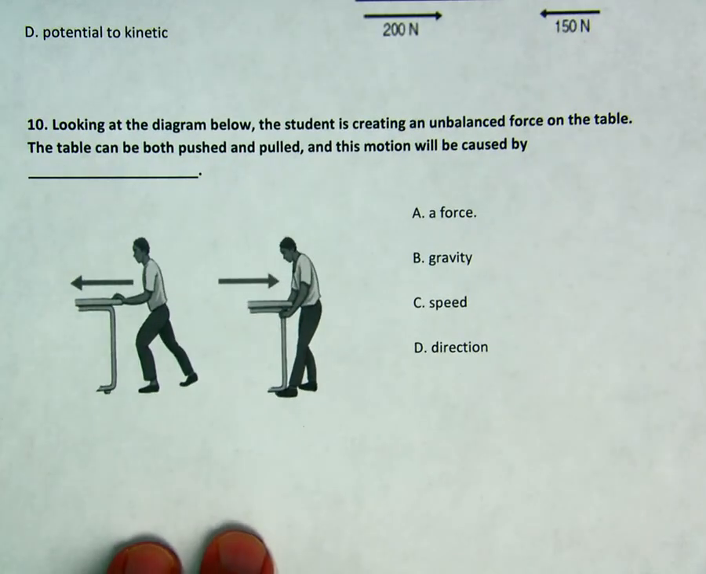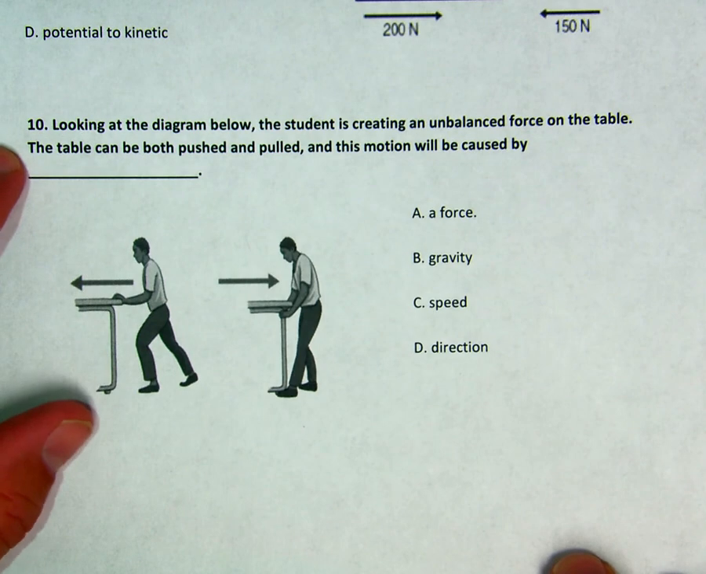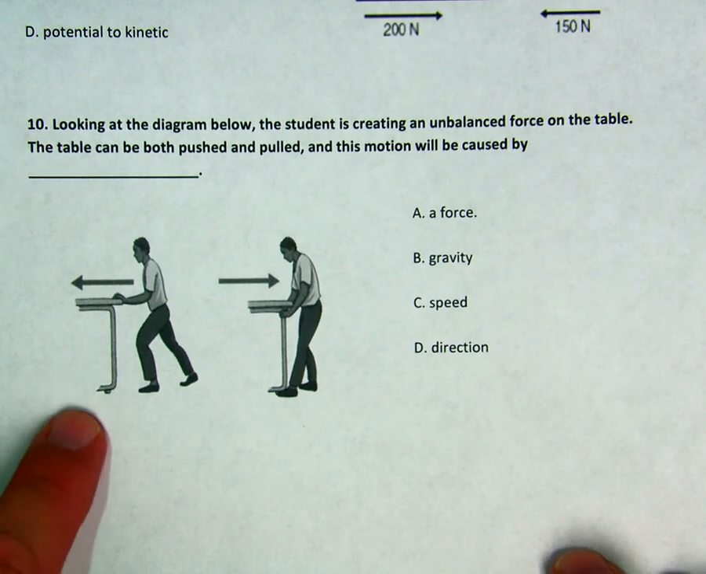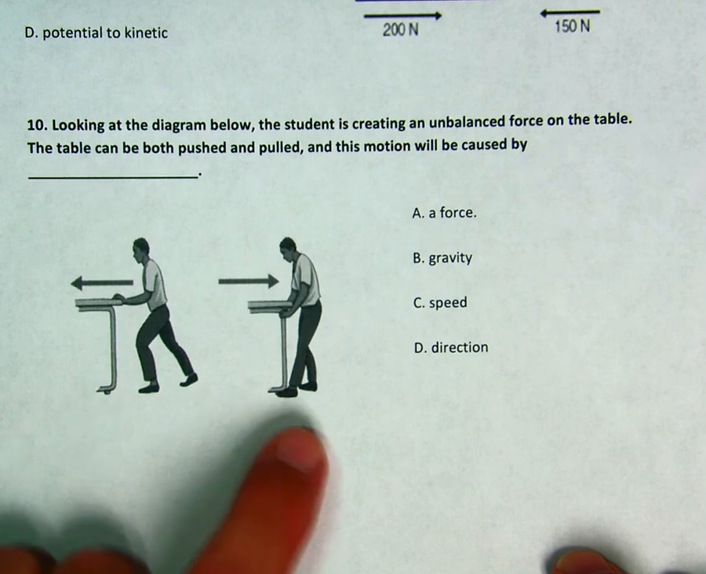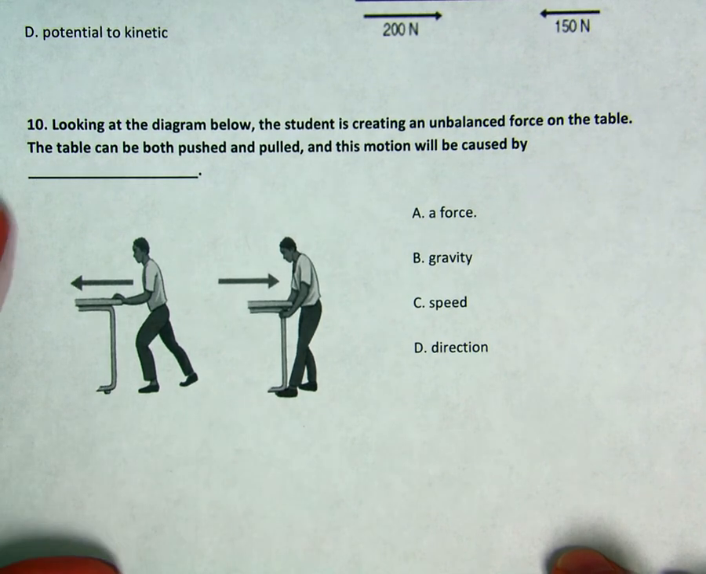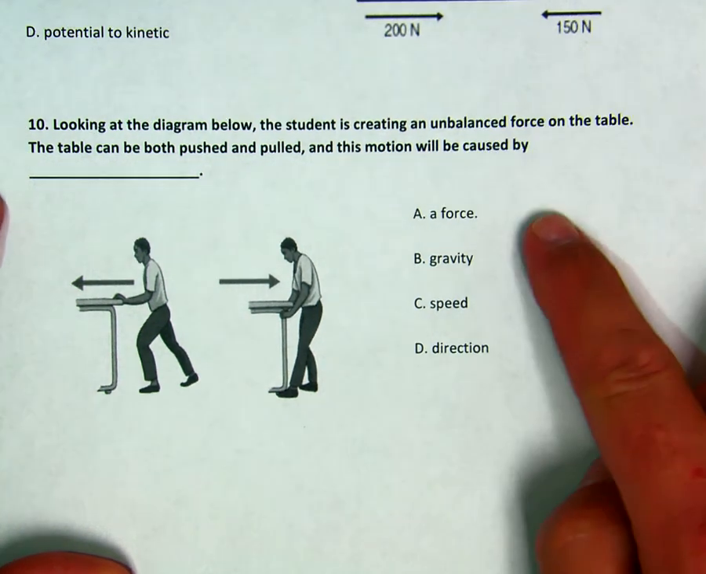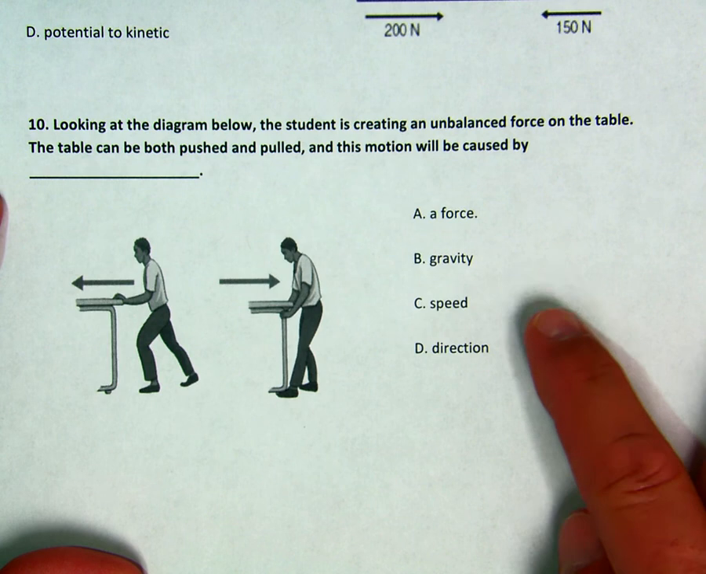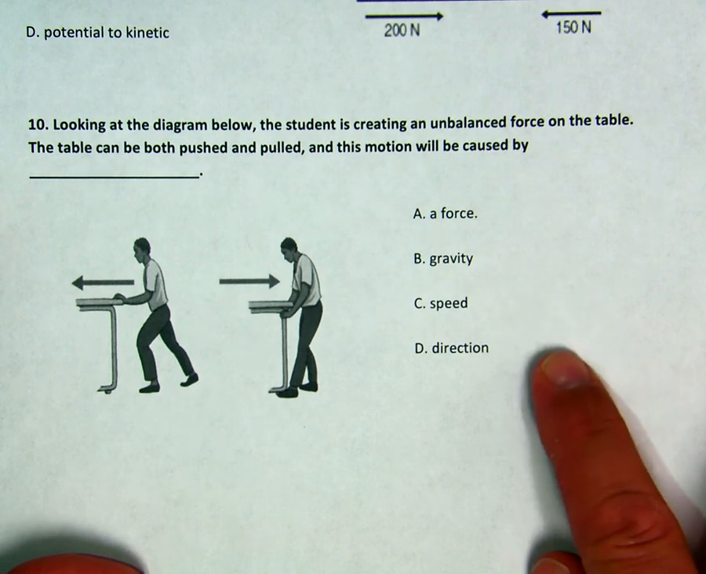Number 10. Looking at the diagram below, the student is creating an unbalanced force on the table. So looking at the diagram, you can tell he's pushing in this one and he's pulling in that one. The table can both be pushed and pulled, and this motion will be caused by blank. Is it A, a force, B, gravity, C, speed, or D, direction?